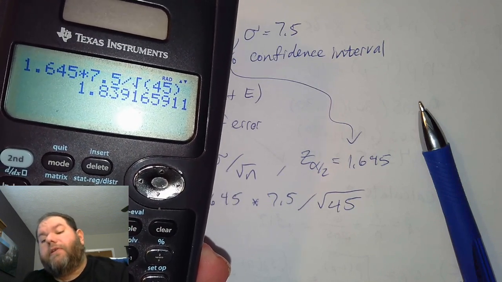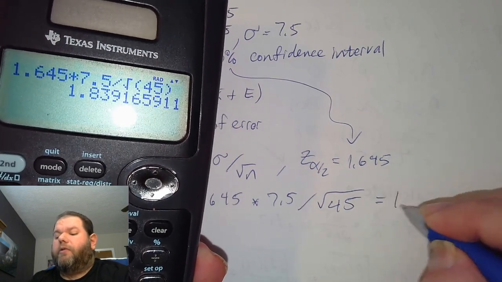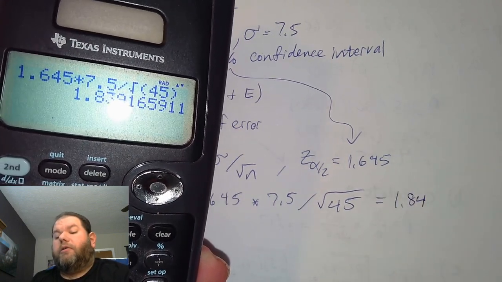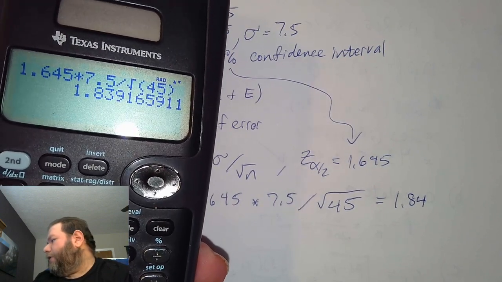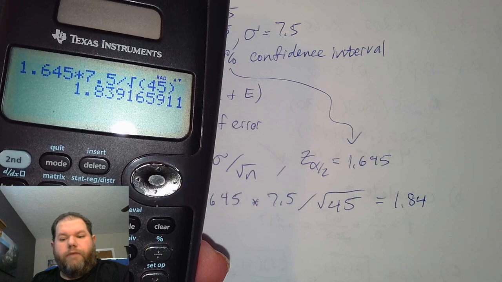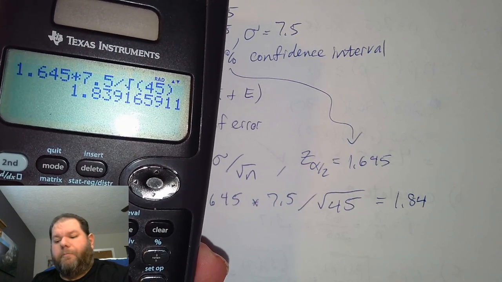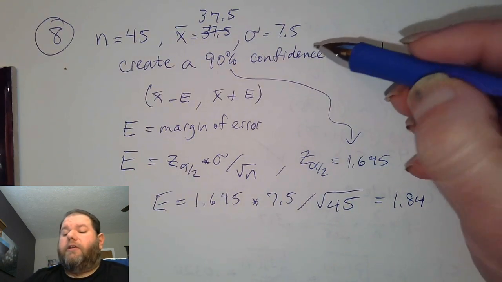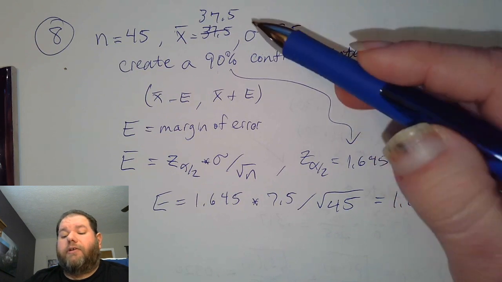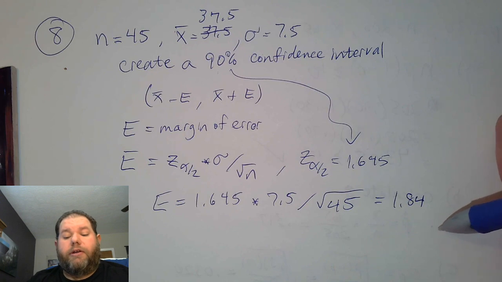and we get a value of 1.84. Okay, it's 1.839, but we can round it to 1.84. The reason we'd want to round to 1.84 to two places specifically is because our original data is to one decimal place already, so we'll just go one place further here.